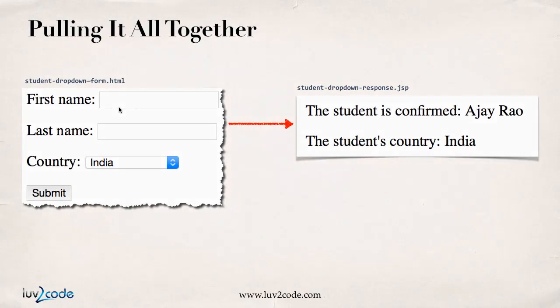All right, so let's pull it all together. So we're going to have an HTML form that's going to request the student's name, first, last, and also their country. They're going to submit their form data, and then we're going to have a JSP page that'll actually process this and will display the student's name and also display the user's selected country.